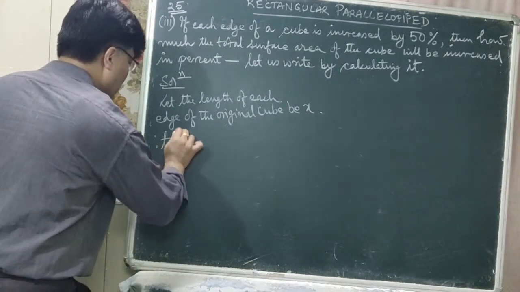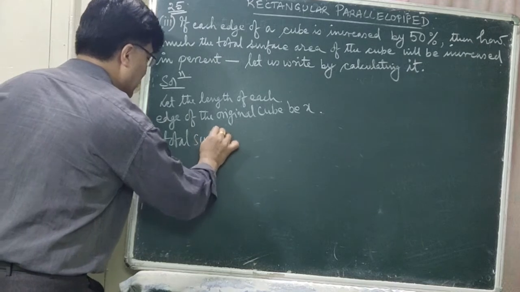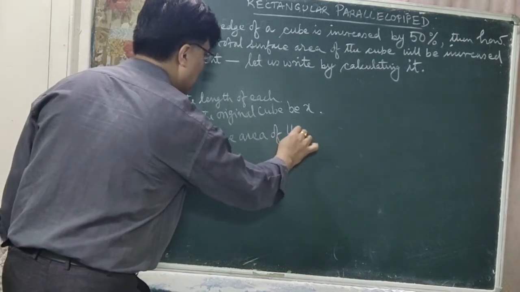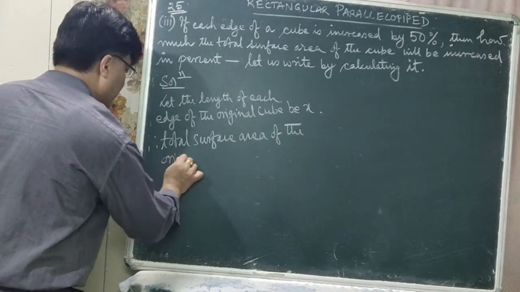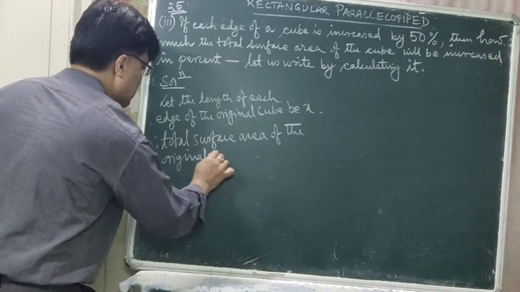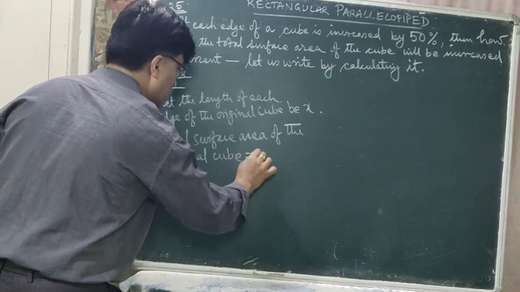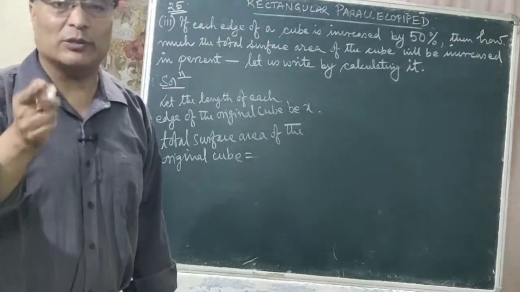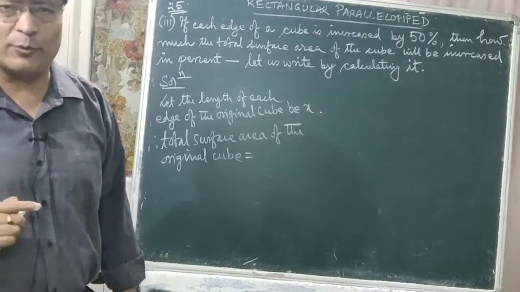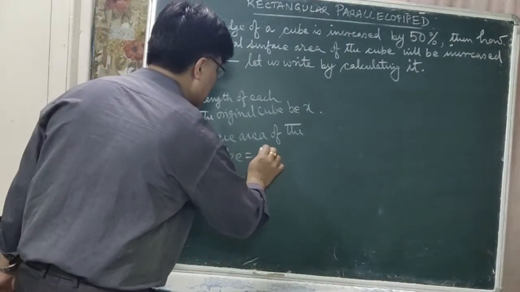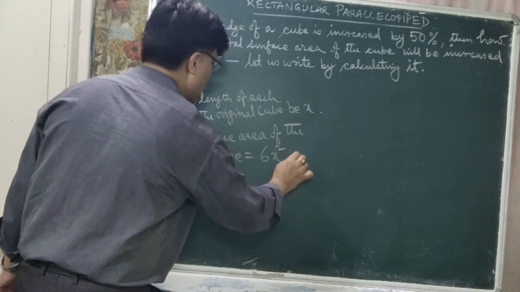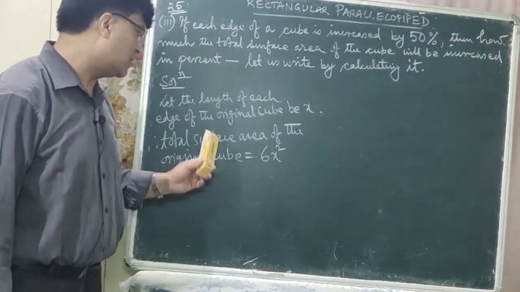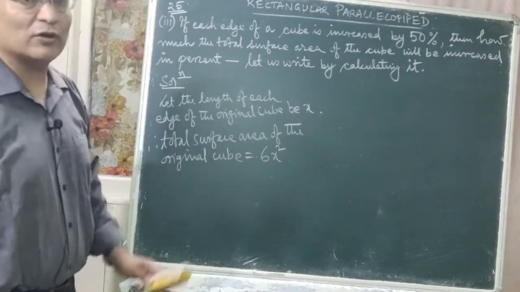Therefore total surface area of the original cube is equal to, what was the formula? 6 into side whole square, or 6a square was the formula, isn't it? But in this case it is 6x square. Is that clear? So this 6x square is the total surface area of the original cube.